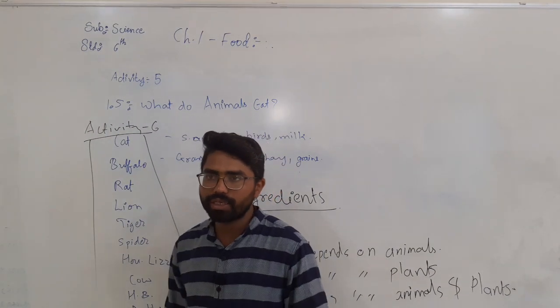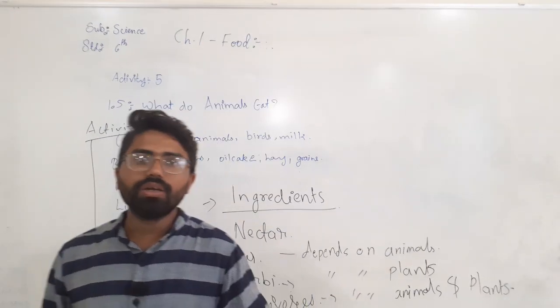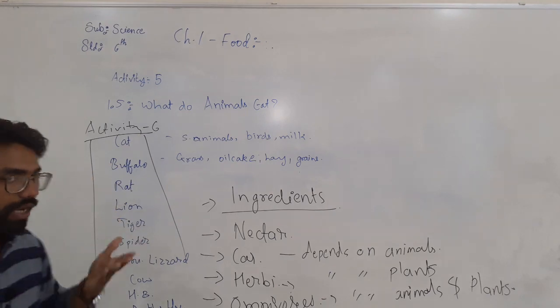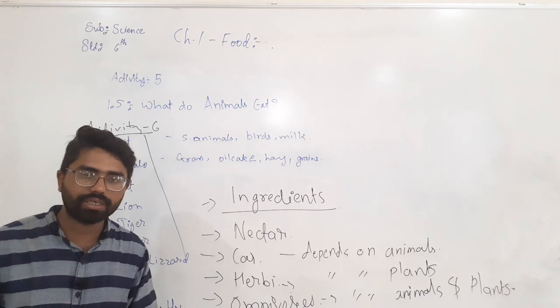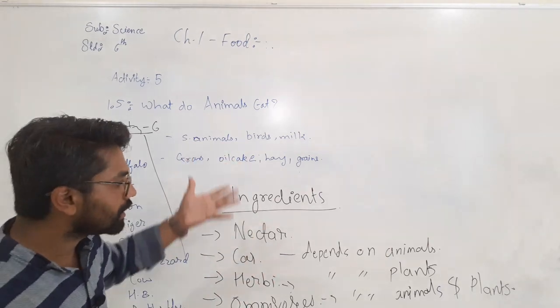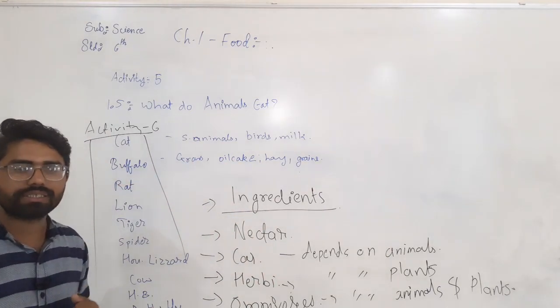Then we studied about the materials of the food, then about what animals eat, and then we studied about the parts of the plants. So all these things we have studied in this chapter.